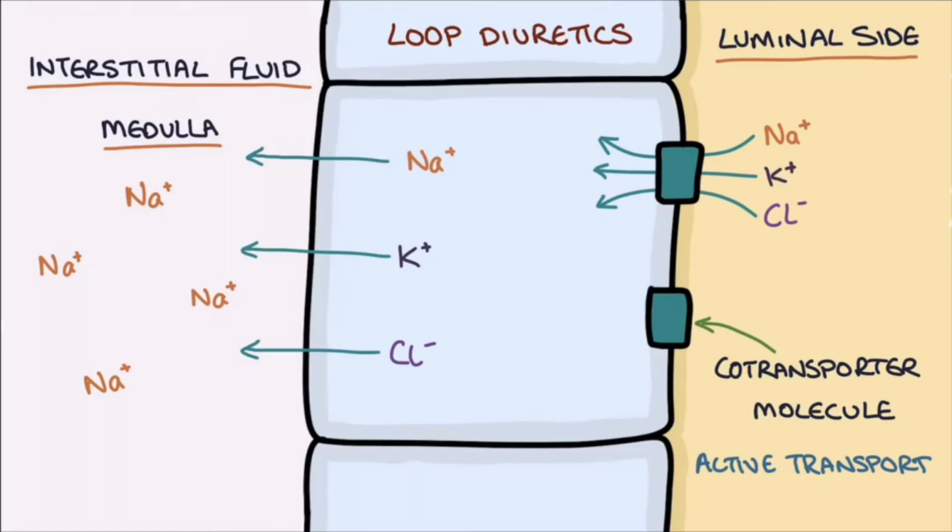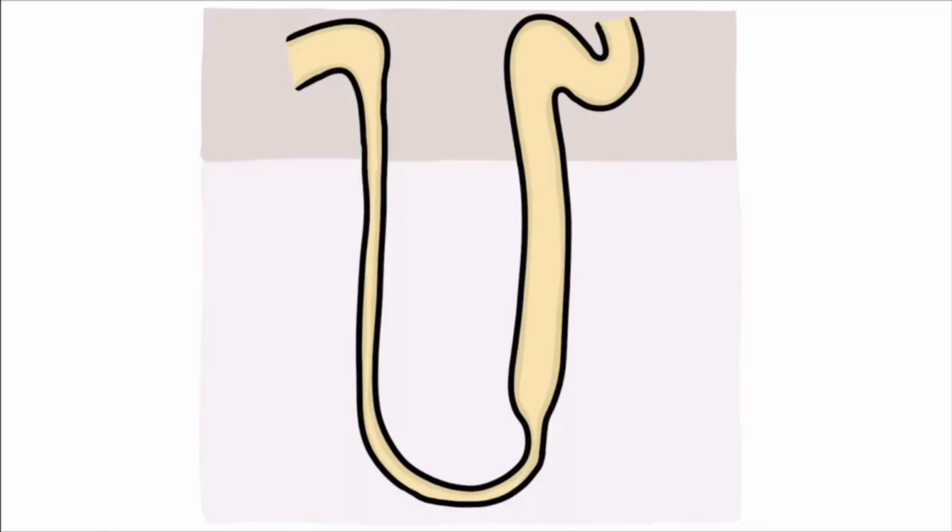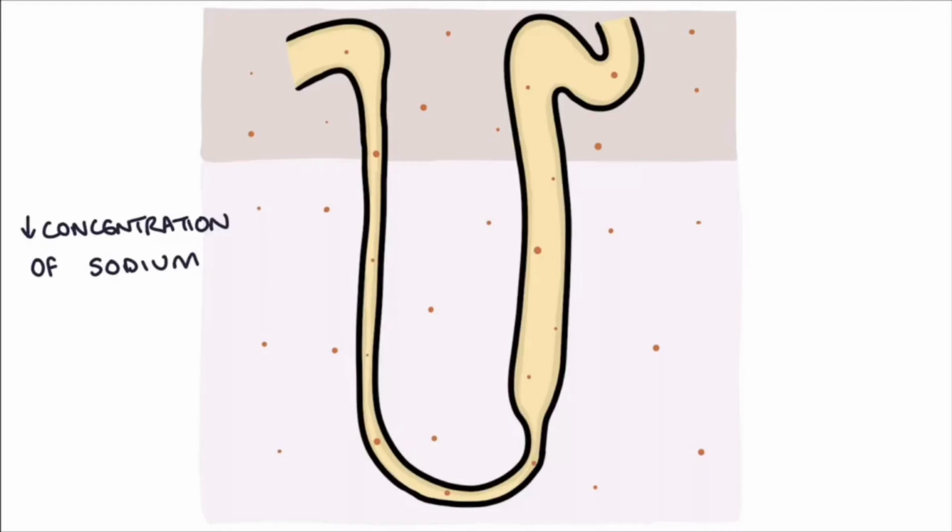And loop diuretics like furosemide and bumetanide work by blocking the function of the membrane cotransporter protein in the cells of the thick ascending loop. So what they do is they prevent sodium from being pumped out of the filtrate into the interstitial fluid of the medulla of the kidney, and as a result there's a lower concentration of sodium and other solutes in the interstitial fluid, and so water is not drawn out of the descending loop and remains in the filtrate.